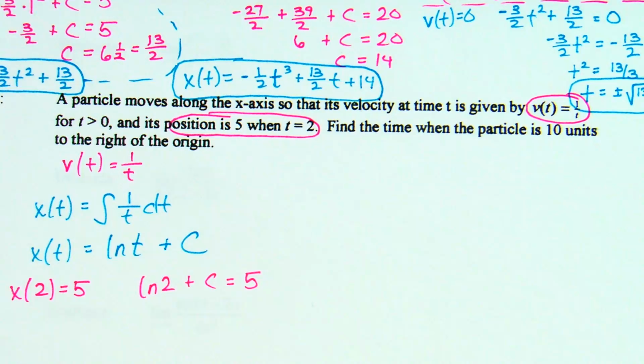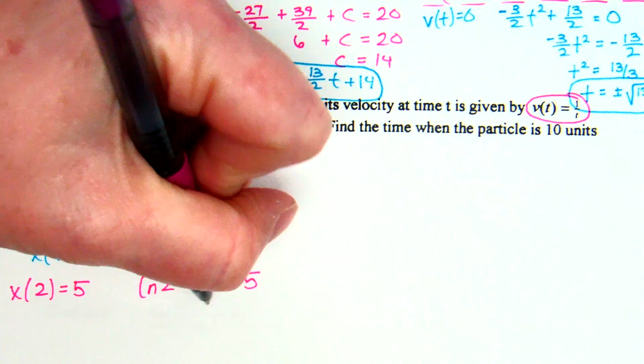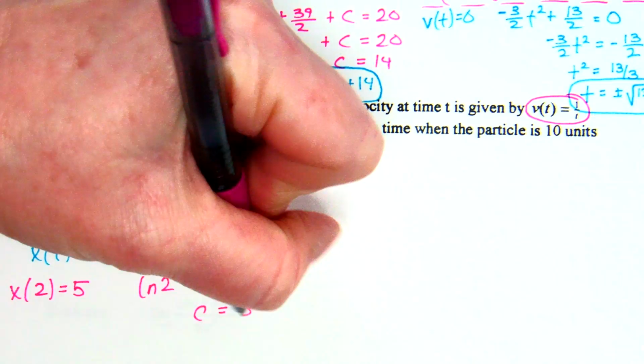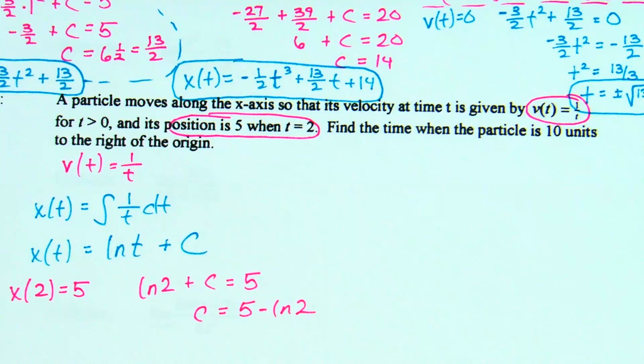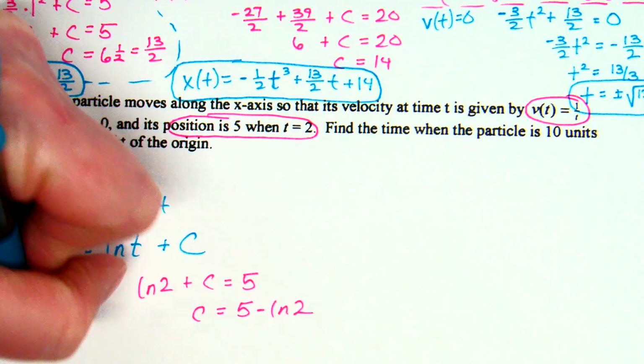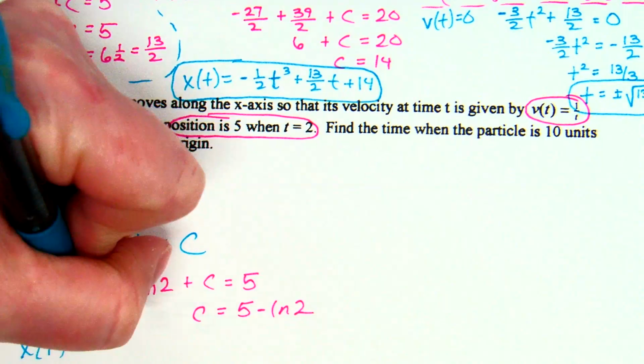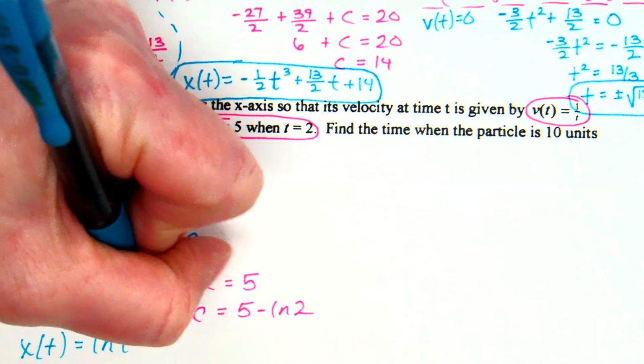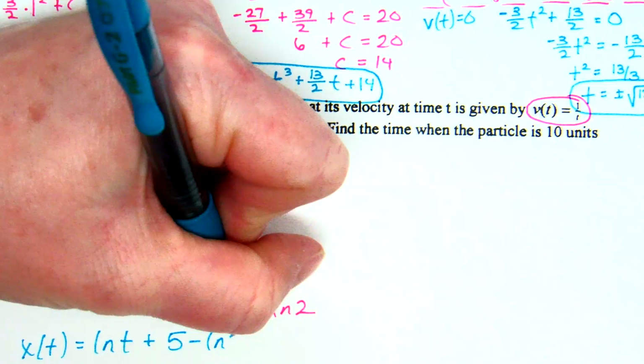So what is c? 5 minus natural log of 2. Which is messy, but we're just going to leave it as that. Okay, I'm going to leave it as 5 minus natural log of 2. So that makes my position function x of t. It was already natural log of t plus c. So I'm going to say plus 5 minus natural log of 2.